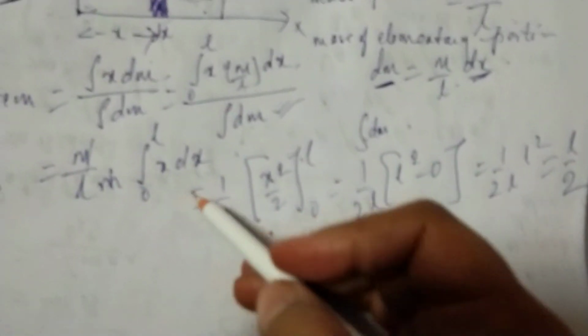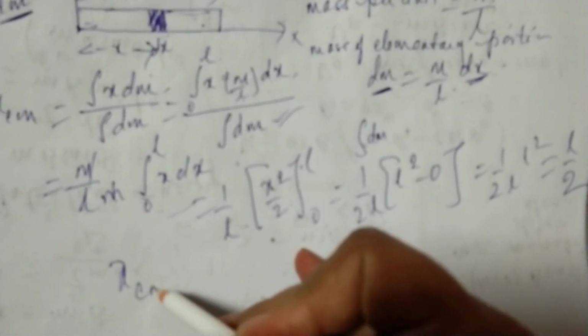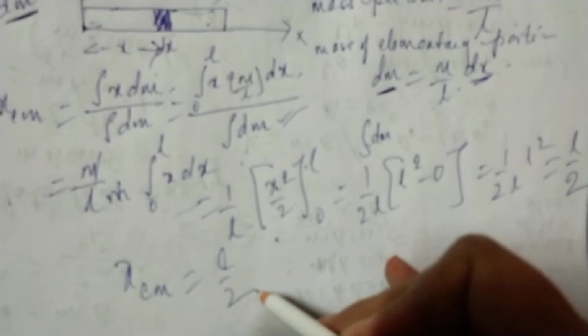So what are we left with? We are left with 1 by 2L into L square. So we are left with L by 2. This is very important to understand, that we are getting the center of mass at half. That is, center of mass is equal to L by 2. So it's very easy to do.